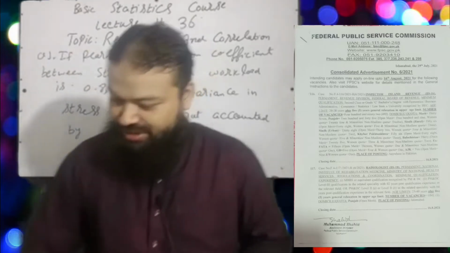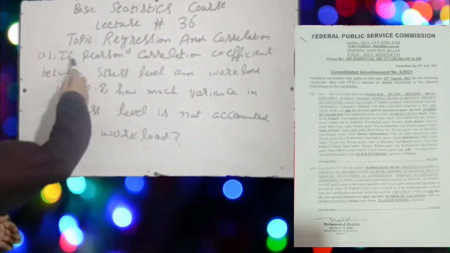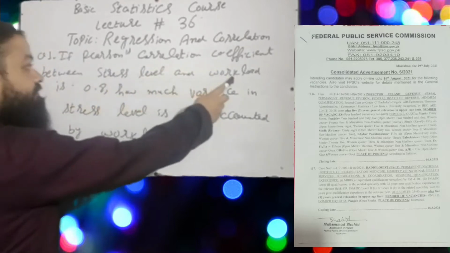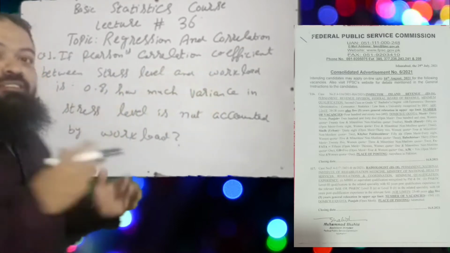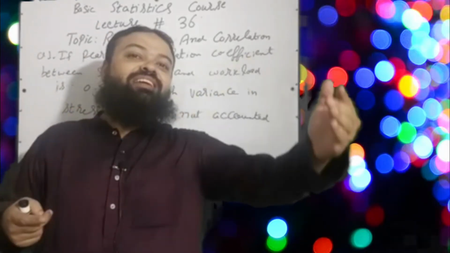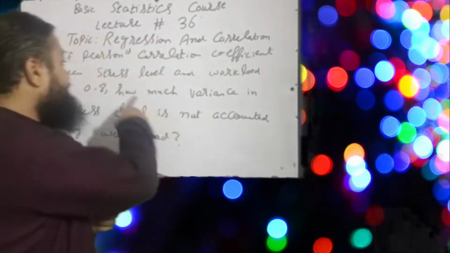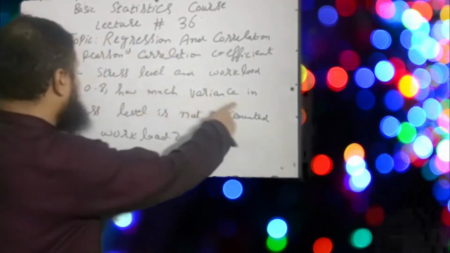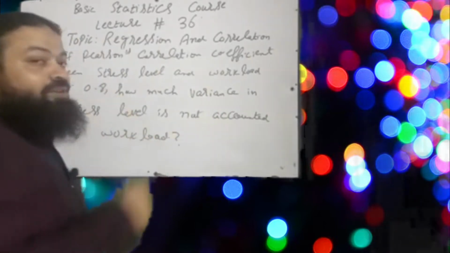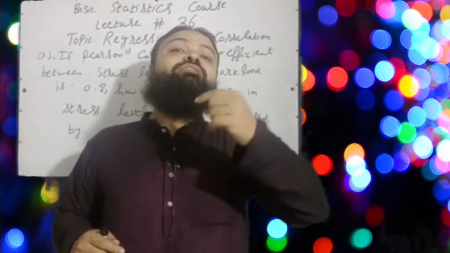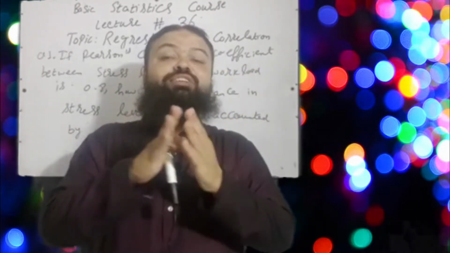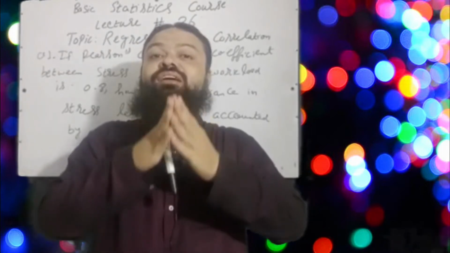Let's start. Question number 1 is, if Pearson's correlation coefficient between stress level and workload is 0.8, we know that there is a positive correlation between stress level and workload, and that is 0.8. How much variance in stress level is not accounted by the workload? We know what is the function and benefit of the R square. What does R square do?